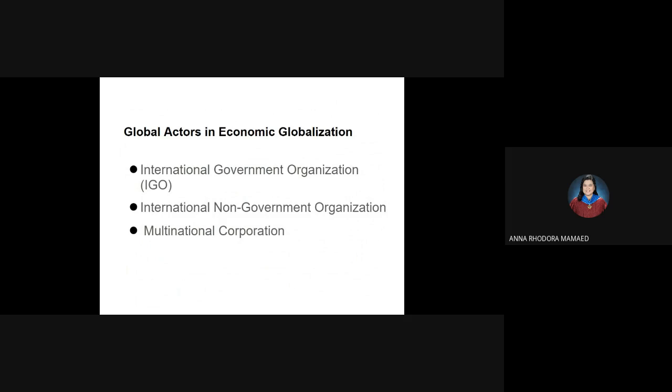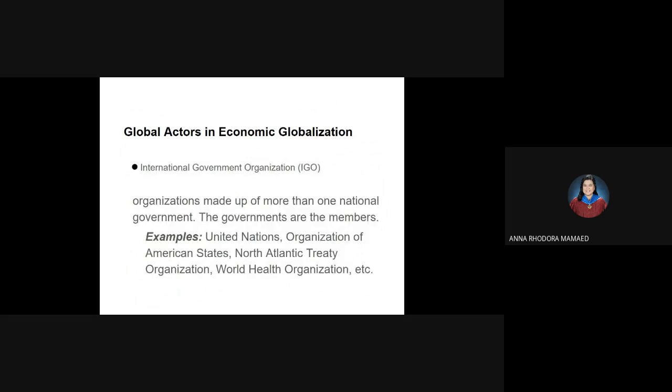We also have the global actors in economic globalization: the International Government Organization or IGO, the International Non-Government Organization, and the multinational corporation. Examples of IGOs are the United Nations, Organization of American States, North Atlantic Treaty Organization, World Health Organization, and etc. An IGO is an organization made up of more than one national government. The governments are the members of the IGO.